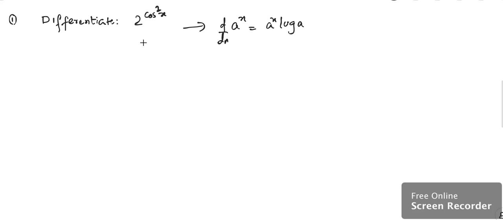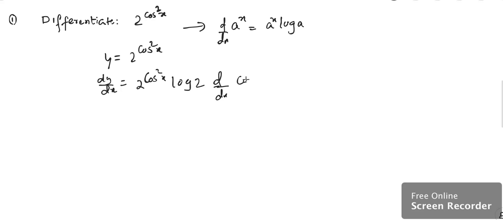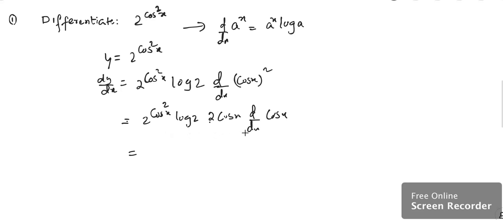So basically what we do is the chain rule. Let us take this function equal to y, and when we differentiate it, dy by dx equals a raised to x log a, and then the derivative of cos square x. Cos square x is nothing but cos x whole square. So when we do it like x raised to n, it would be 2 cos square x log 2, then the derivative of this, x raised to n, so 2 cos x, and again the derivative of cos x will be nothing but minus sin x.